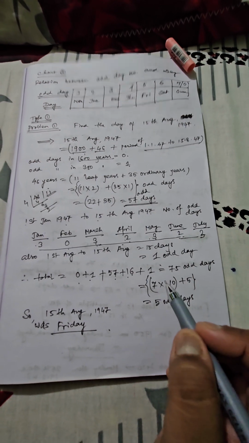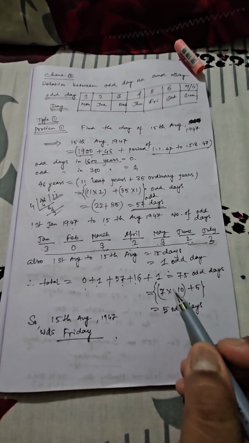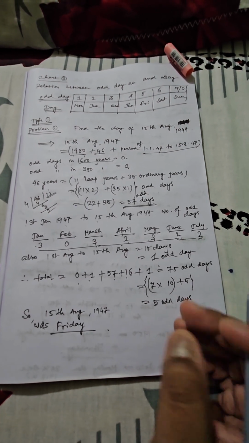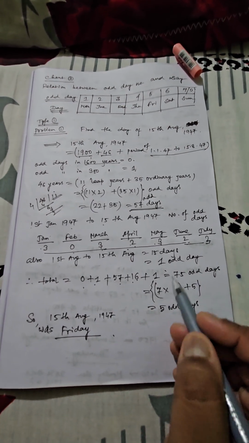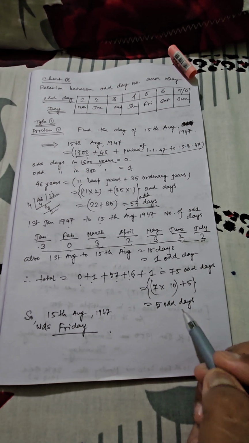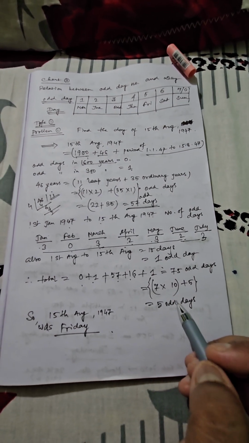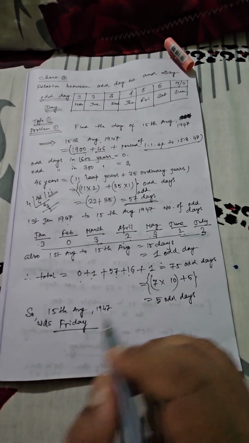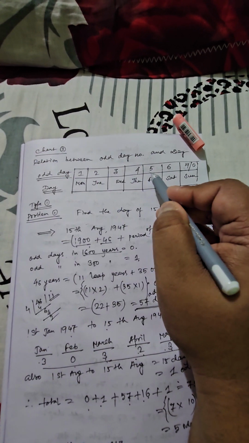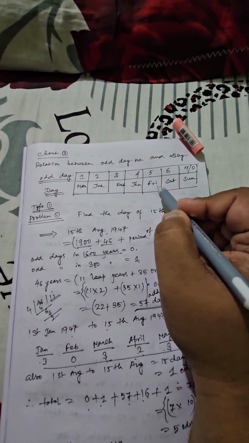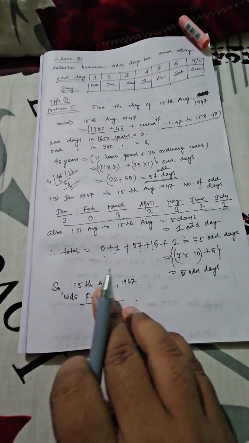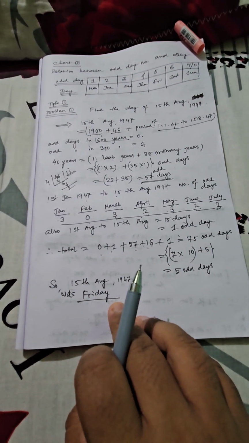Now because this is greater than 7, whenever you are getting any value which is larger than 7 or at least equal to 7, divide it by 7. So simply you will get 7 into 10 plus 5, that means you have 5 odd days. So technically you can say 15th August 1947 will have 5 odd days. Remember the chart. Whenever you are getting the number of odd days equal to 5, assign Friday corresponding to that odd day. So that means definitely 15th August 1947 was nothing but Friday.